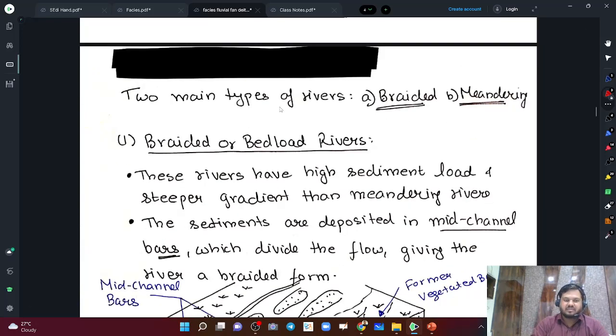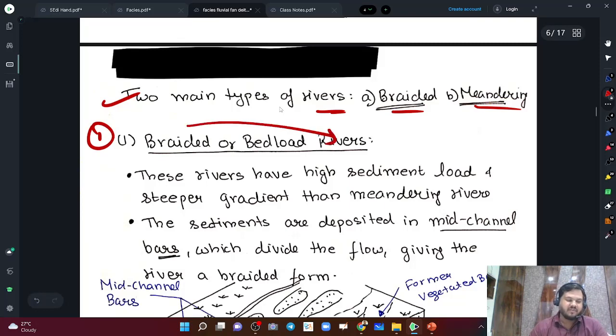So like just now I mentioned, the two main types of river channel are braided channel and meandering channel, right? So now firstly we will start with braided channel, braided river, and we will see what kind of deposition environment is there, what kind of facies do we get, and here we will cover the facies part, right?